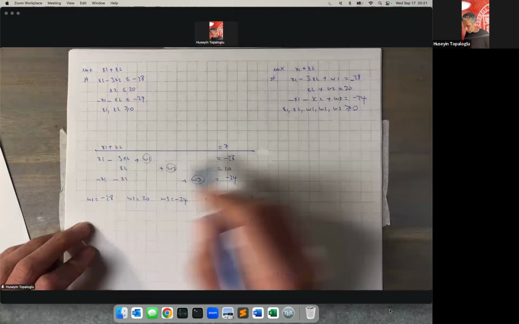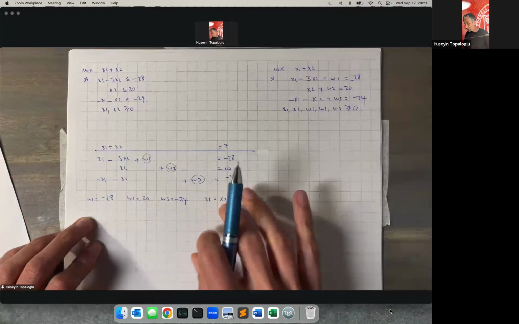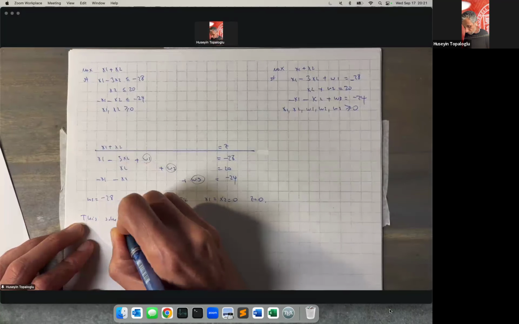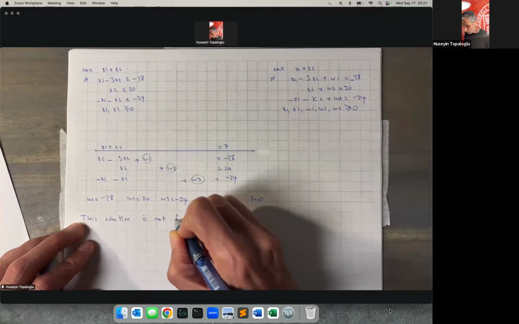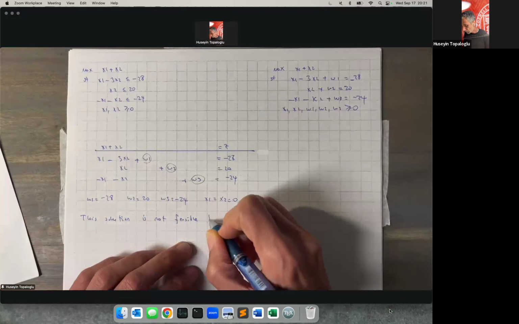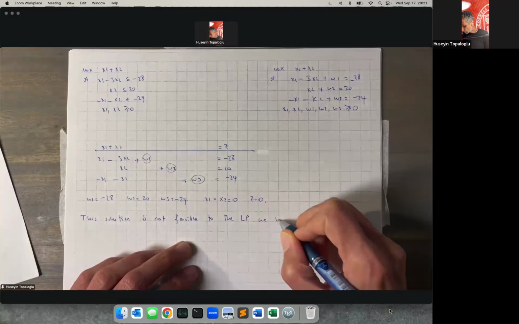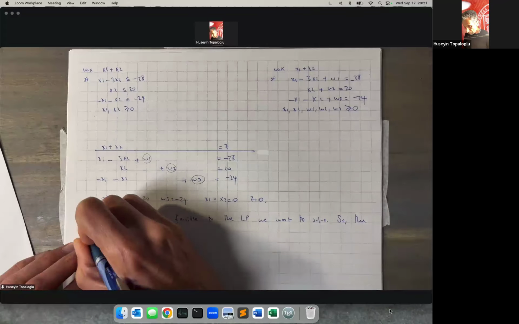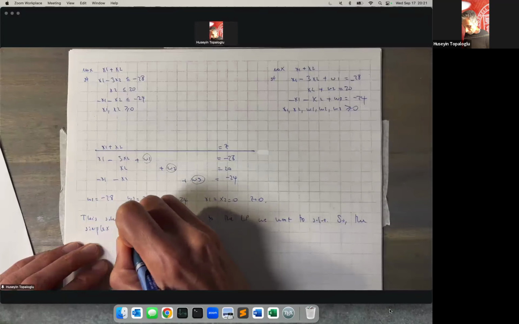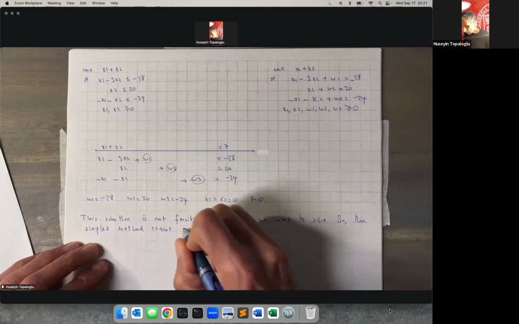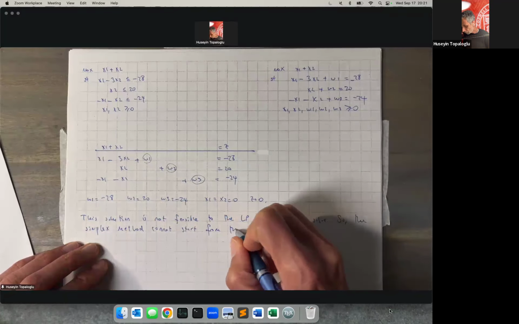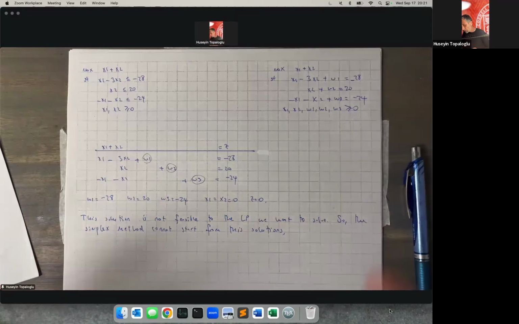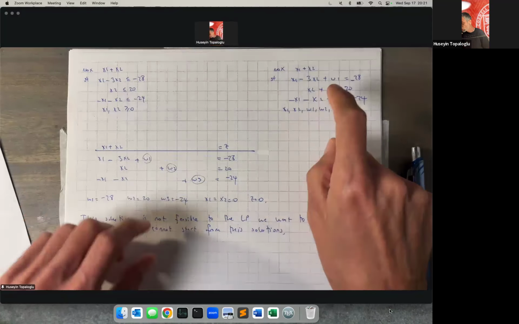Okay, so if you apply the simplex method business as usual, the initial solution that we obtain here is not even feasible to the linear program that we would like to solve. This solution is not feasible to the LP we want to solve. So the simplex method cannot start from the solution.